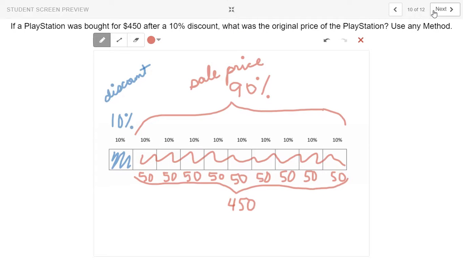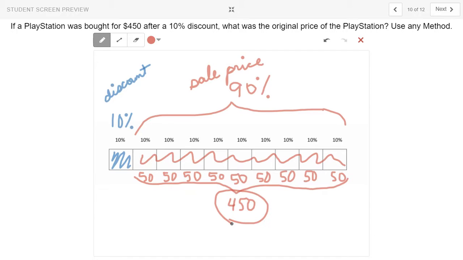If a PlayStation was bought for $450 after a 10% discount, what was the original price of the PlayStation? Use any method. I actually use the percent model, but you don't have to use it. I shaded 10%, that's the discount. But they told us what it was bought for. That's the sale price. That means that the sale price was 90%. So when the PlayStation was bought for $450, that was the sale price after the 10% discount.